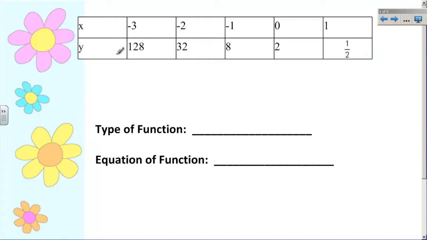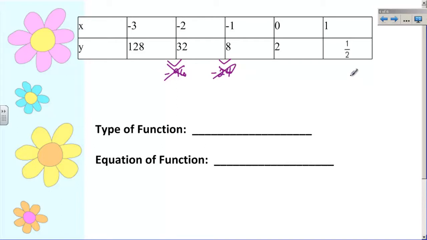So let's check first to decide what kind of a function this is. X values all increase by 1, so let's check differences first here. Oh, wow. 128 to 32, well that's a difference of negative 96. And then from 32 to 8, that's a difference of negative 24. Well, I already do not have a constant rate, so I know it is not going to be linear. I can check to see if it's going to be quadratic, but we're only comparing linear and exponential today. We're not going to have any quadratics going on, so I know it's not linear because it doesn't have a constant rate of change.